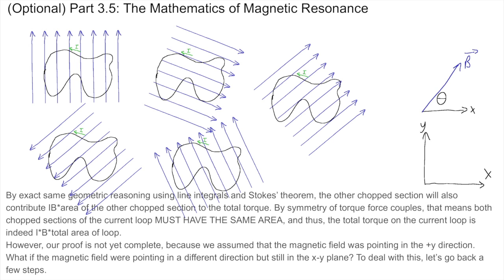However, our proof is not yet complete because we assumed that the magnetic field was pointing in the plus y direction. What if the magnetic field were pointing in a different direction but still in the xy plane? To deal with this, let's go back a few steps.